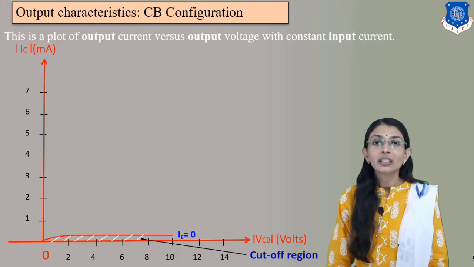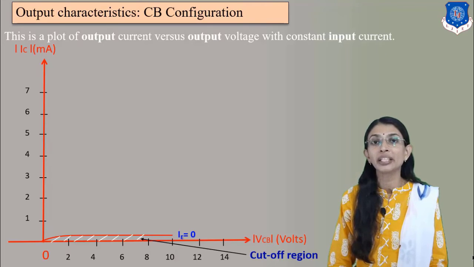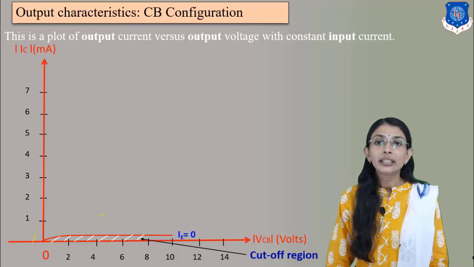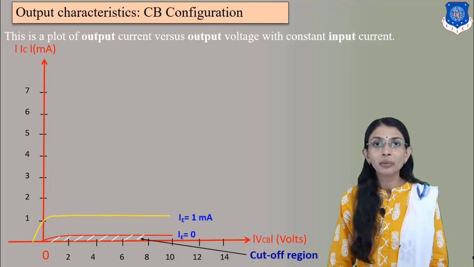Okay, fine. Now I'll assume different values of IE. I will increase IE and then keep it constant. So practically, dear students, take another value of IE equal to 1 milliampere, then increase the value of VCB and measure IC.